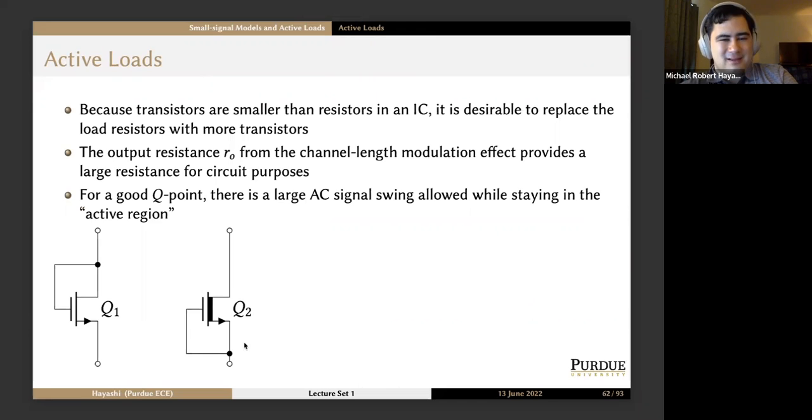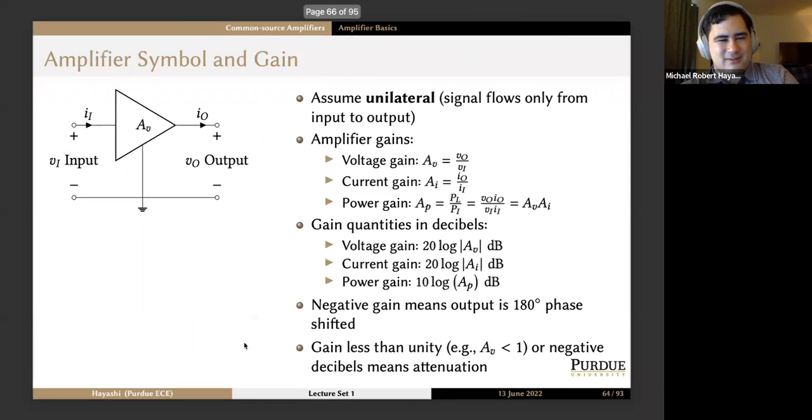We talked briefly about active loads and how we want to replace resistors with more transistors. The maxim of VLSI and circuit design is basically that transistors are cheap, so always use them. If the cost is using more transistors, that's not a bad trade-off because each additional transistor is very cheap. We talked about why we need amplifiers, and we went over some basic amplifiers, including the definition of voltage, current, and power gain, as well as how you convert them into decibels. We talked about the interpretation of a negative gain and gains less than 1.